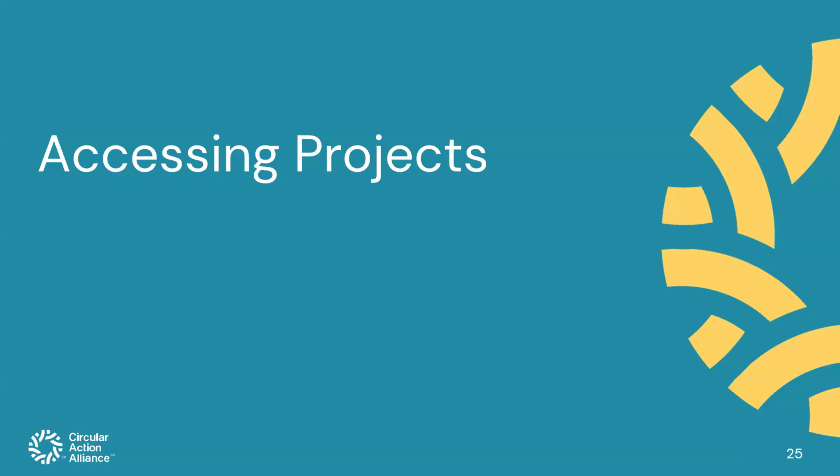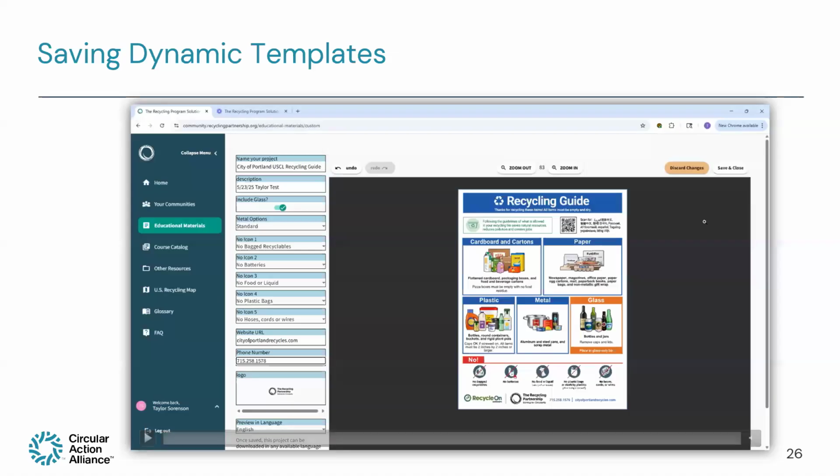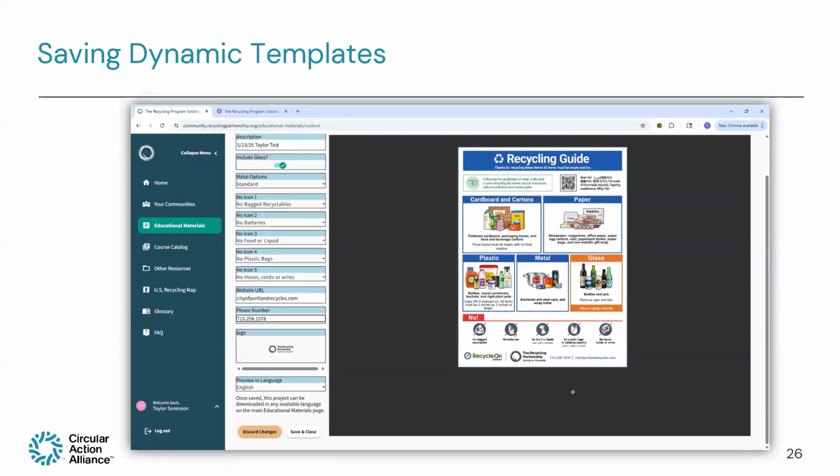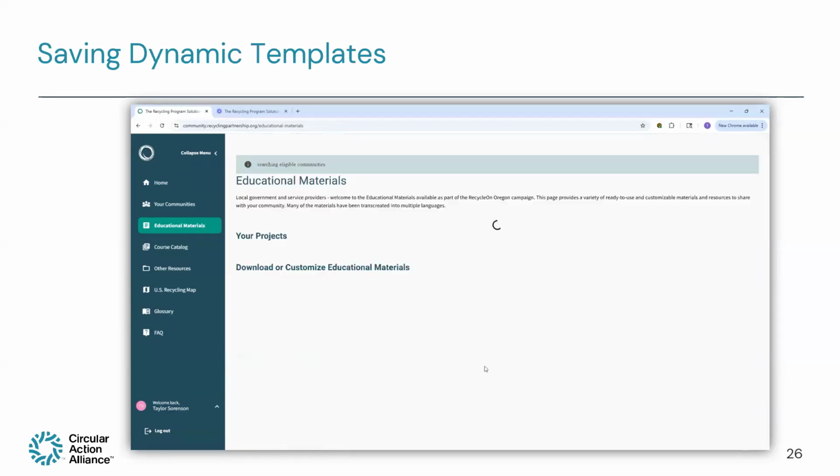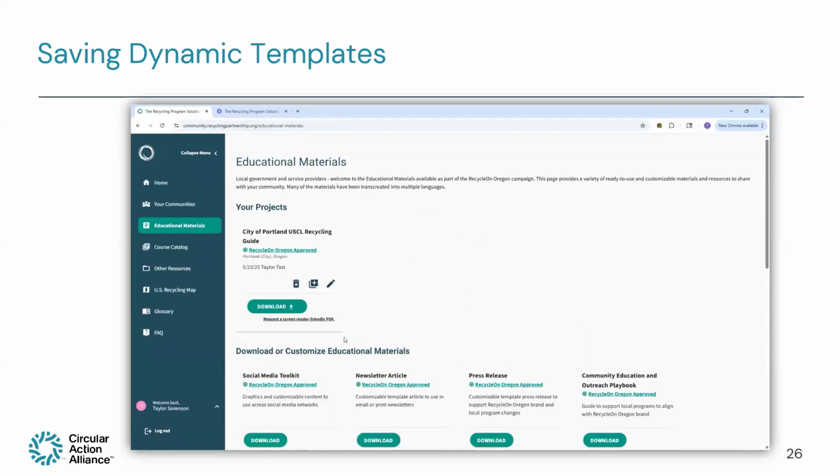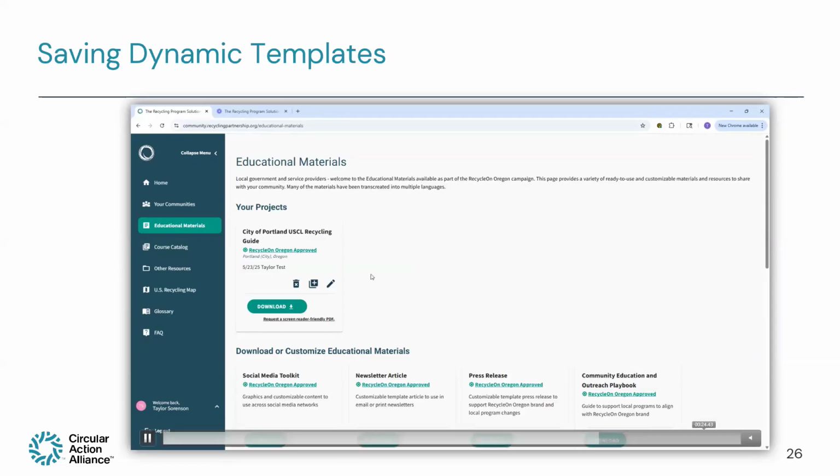All right, we've edited our first dynamic template. Now let's review how you can save and download it. Once your design is complete, click Save and Close, which is located in the upper right-hand corner or the lower left-hand corner of the screen. This will create a version of the USCL guide with your customizations in every language under the Your Project section of the educational materials page. I'll show you next how to download the template in the additional languages.